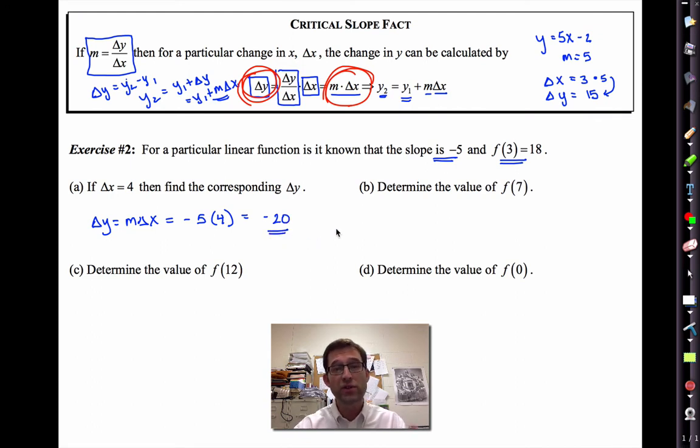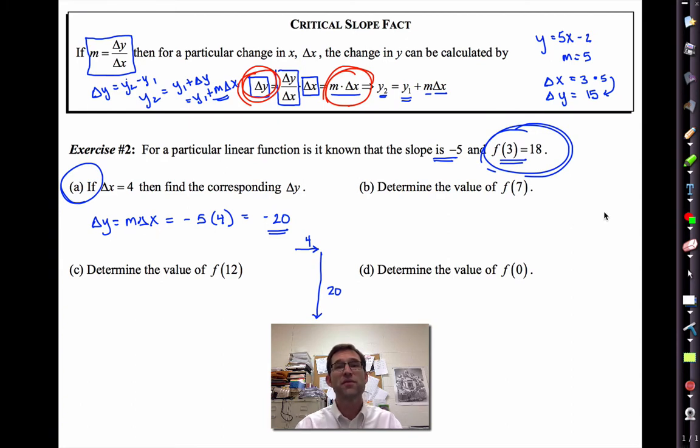Now again, I really want you to understand that. It's not just a number. What it means is that for every 4 units that we increase x along this line, y goes down by 20 units. For every 4 units we go over, we go down 20 units. That's what that means. Now let's take a look at this. It says determine the value of f of 7. Well, I claim that based on letter A, f of 7 should be very easy. Think about why that is. Pause the video now.